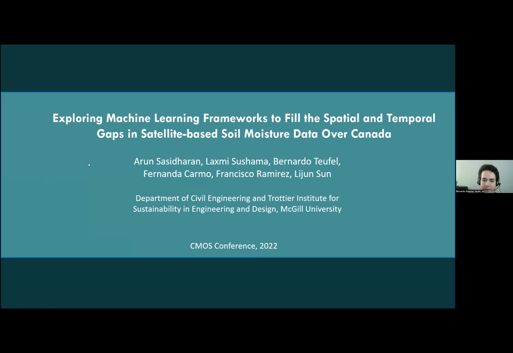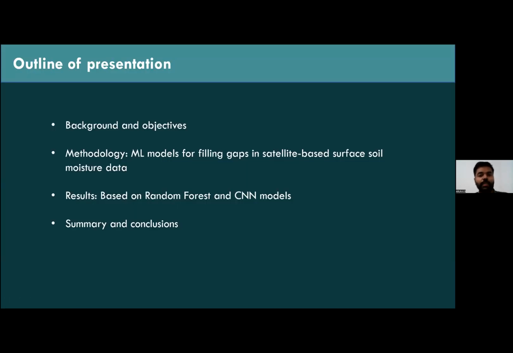Yeah. Okay. So my presentation is about exploring machine learning frameworks to fill the spatial and temporal gaps in satellite-based soil moisture data over Canada. So this is the outline of my presentation.